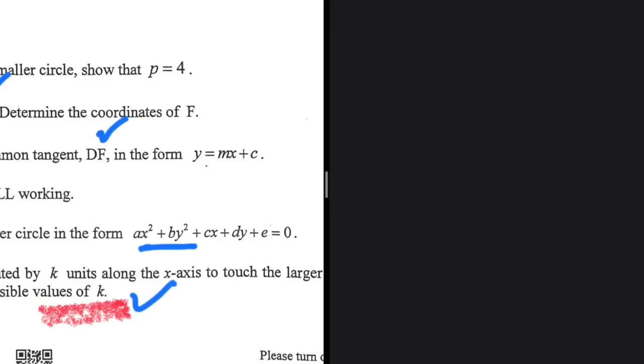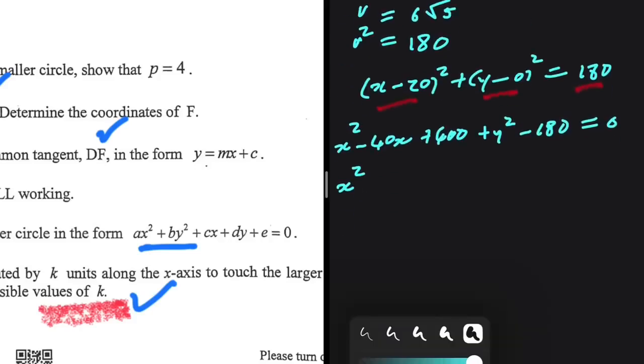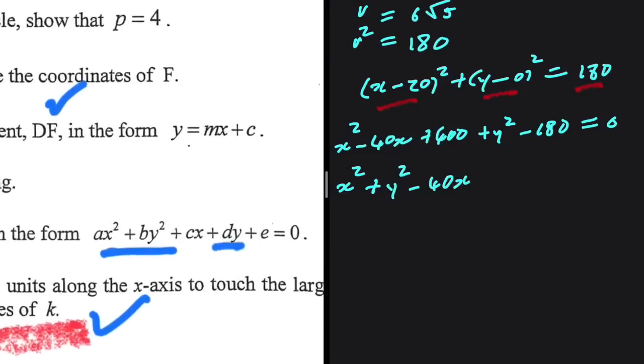Okay, so x squared plus y squared minus 40x, and then I need plus dy. Which term has a coefficient of y? There's no term with a coefficient of y, so just to act cheeky, I'm going to say plus 0y. Then 400 minus 180 is plus 220, so plus 220 equals 0. I'm supposed to write the equation of the circle in that form.